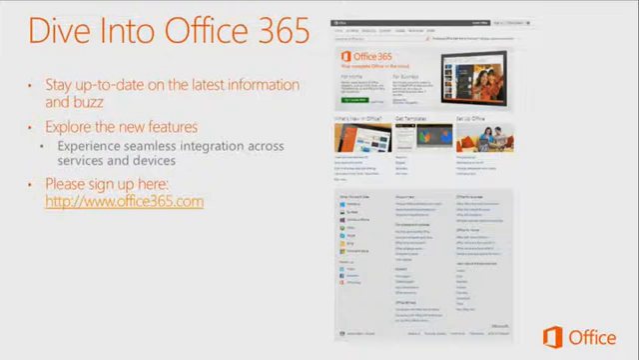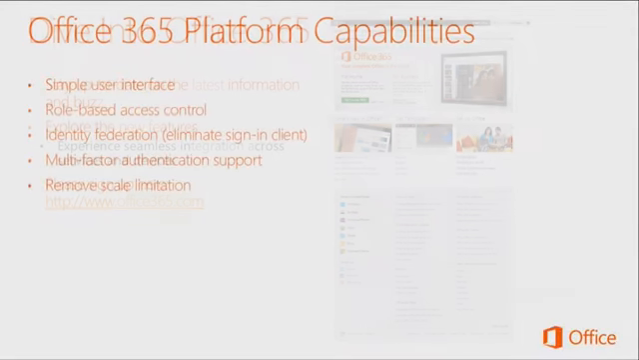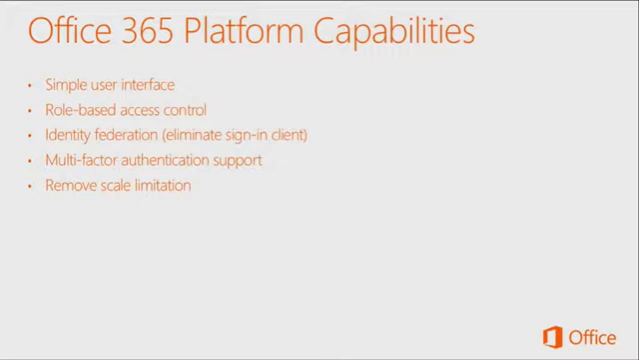So Office365.com is the website for getting more information and exploring the new features. There's a lot of information out there, and you can sign up for trials and, of course, purchase as well. So, platform capabilities: simple user interface. We're now pretty much the same across platforms for our management interface, role-based access control, identity federation, so we're going to eliminate sign-in client, multi-factor authentication support, and we're going to remove the scale limitation.